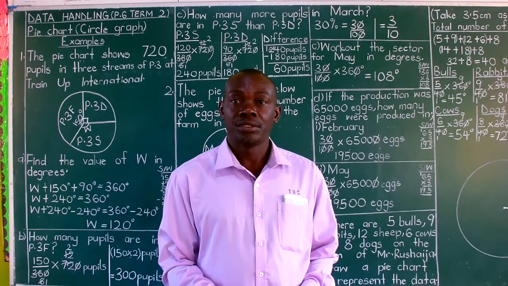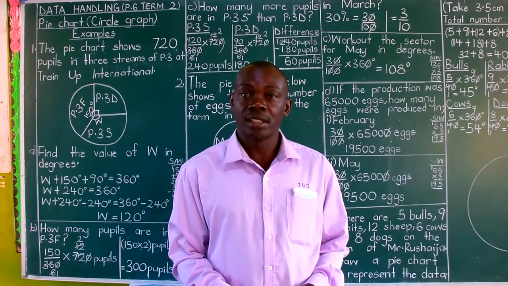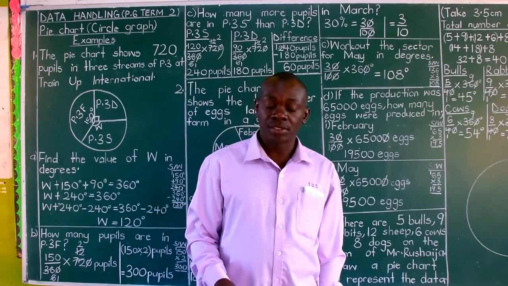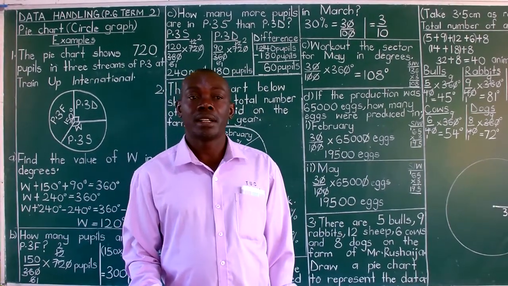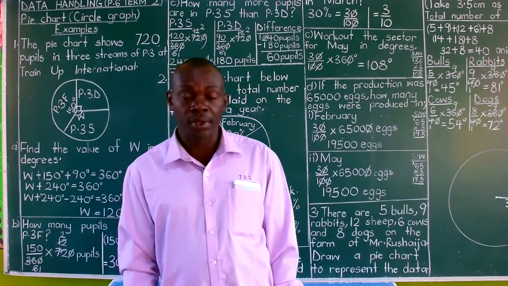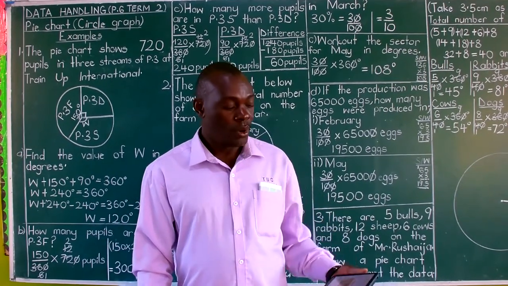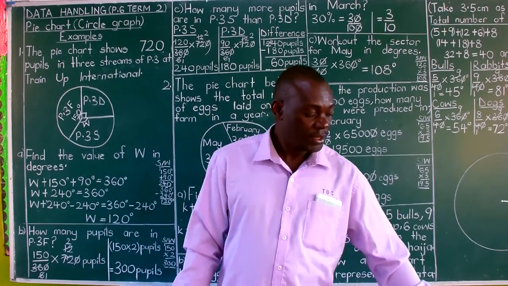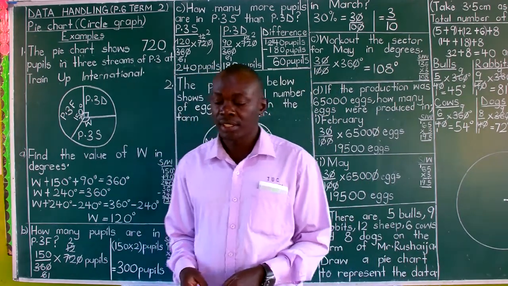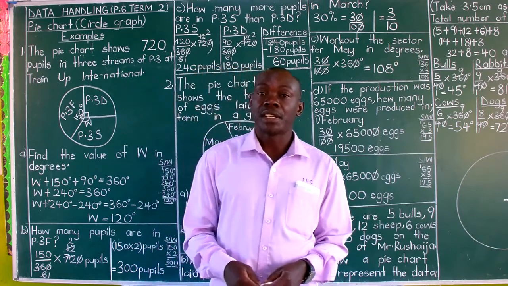It should be noted that when you watch this lesson successfully, you will be able to answer work covered on pages 58 all the way to 62 of our term 2 workbook P6. So ensure you go to the said pages of 58 up to 62, you'll find this pie chart.